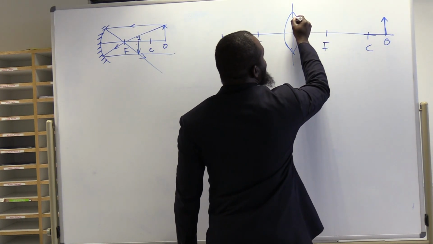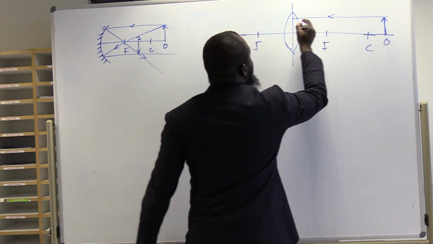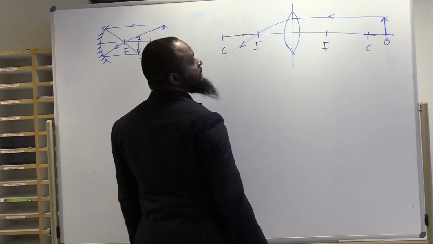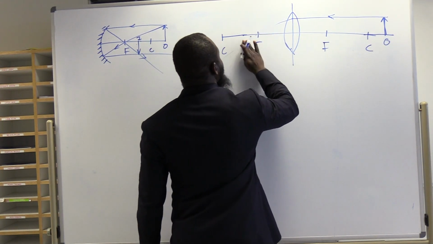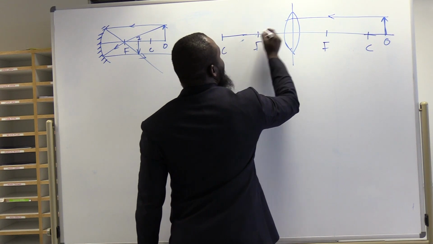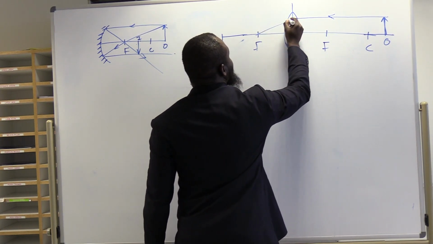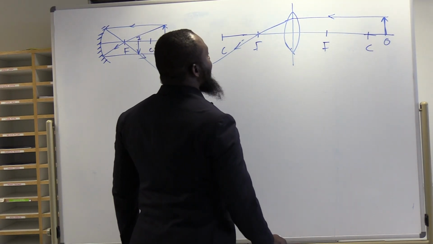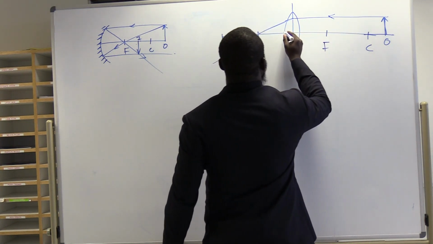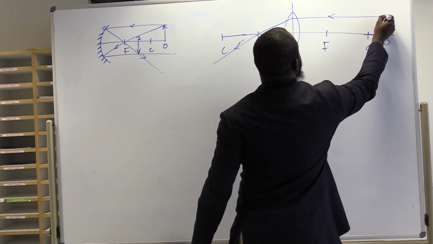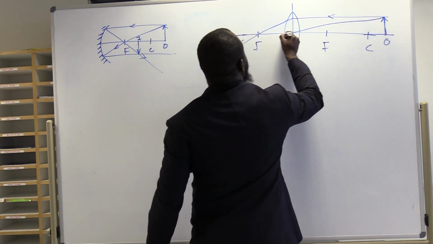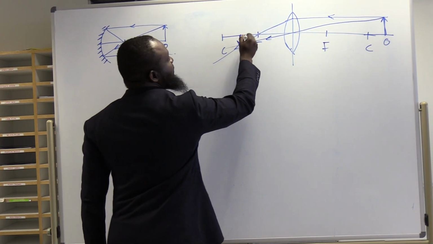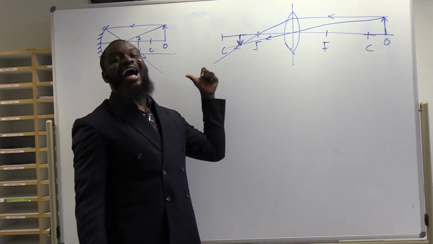Now let's see how the image is formed. I'm going to draw a line straight from the object. That line is going to pass through F. Then I'm going to have another line that goes from the object through the center of the lens, like this. Where that ray meets the other one, that's where the image is formed. So you see the image is between F and C, but on the other side.